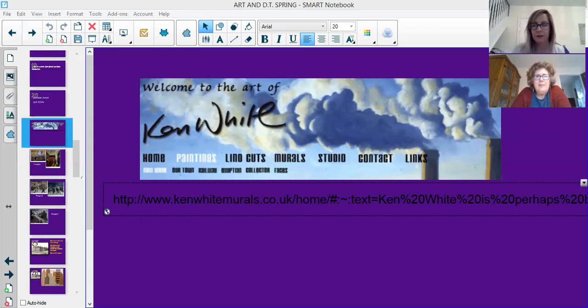So have a look at some of these murals. I'm not sure all of them are in Swindon, but some of them definitely are. They're all over the world. So this one in particular is definitely in Swindon. So part of your challenge is if you are out for a walk and you're in that area, see if you can get a picture of it. Or if you're out in the car for whatever reason, see if you can spot this mural by Ken White.